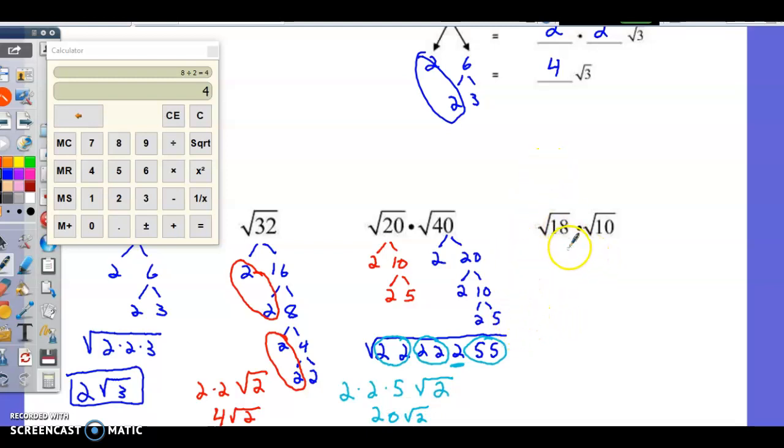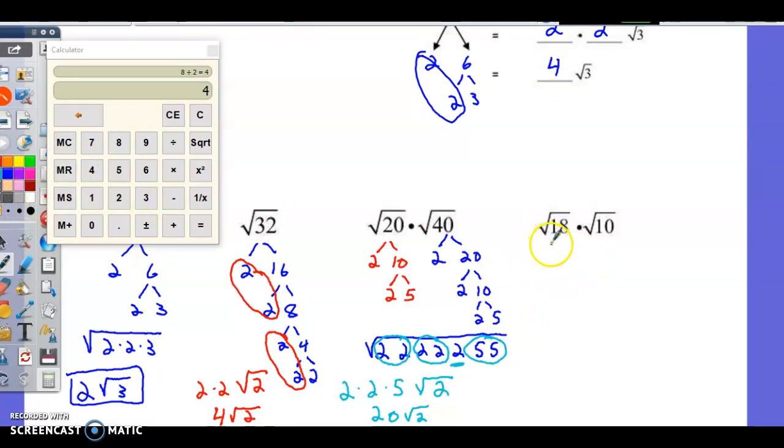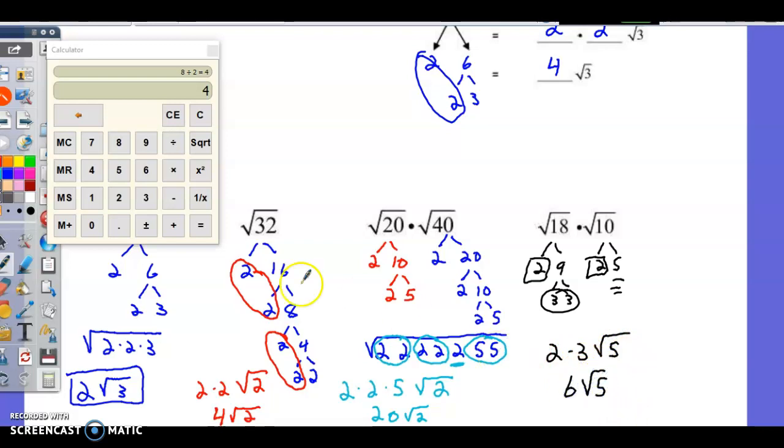All right, over here, same idea. We have 18 and 10, so we can break that. 2 and 9, 3 and 3, 2 and 5. From here, if you want to look, I have a pair of 2s, so that comes out. I have a pair of 3s, that comes out. Then I have that 5 left over, so that stays within the radical. 2 times 3 is 6, root 5.